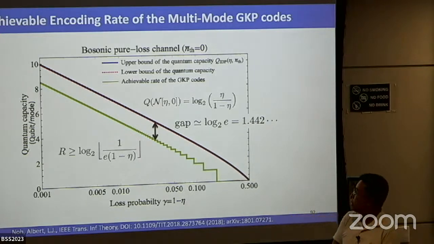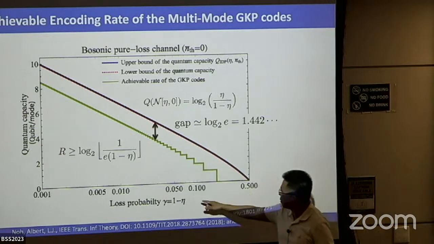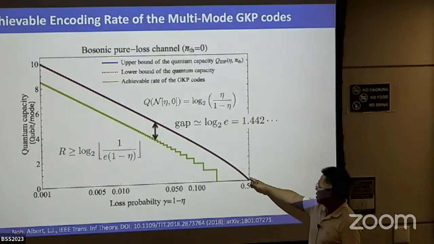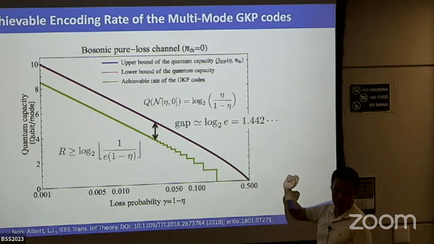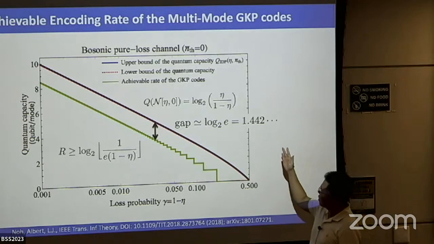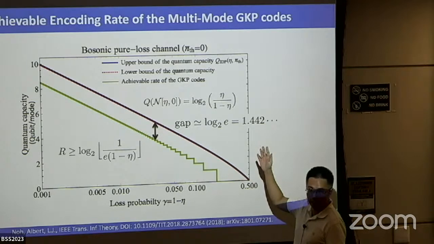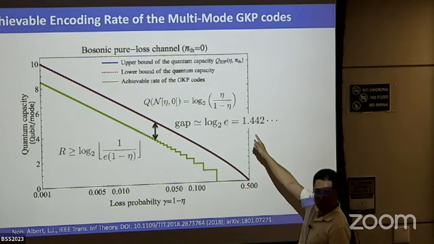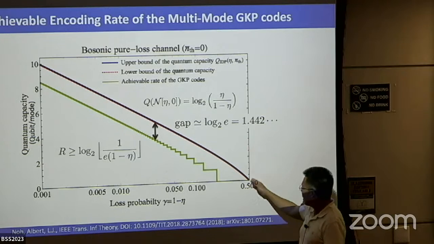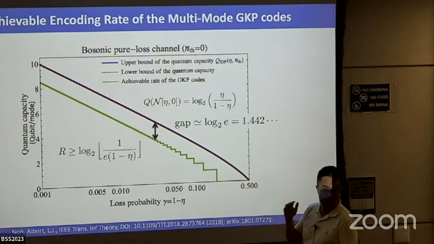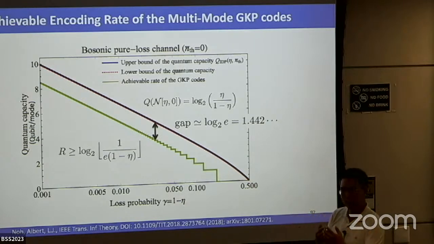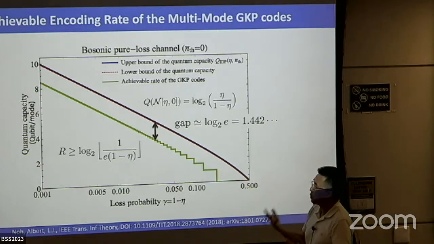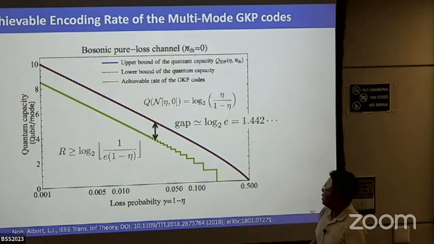For this lossy channel, with eta being the transmission, the channel capacity is log of eta over 1 minus eta. You can convince yourself this is the right formula, because when eta is 50%, this is log of 1, which is 0. So the channel capacity vanishes at 50% transmission, which is consistent with the no-cloning theorem, right? Because otherwise the environment would get more than what you do, and it would violate no-cloning.